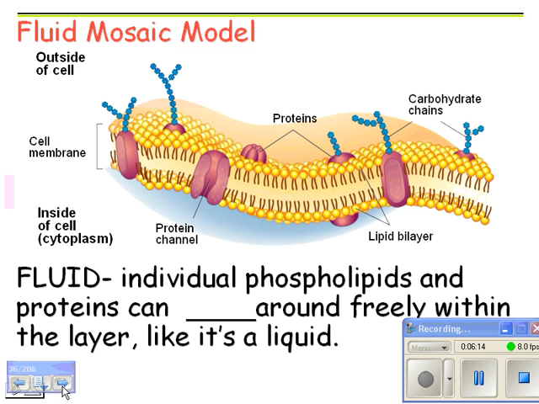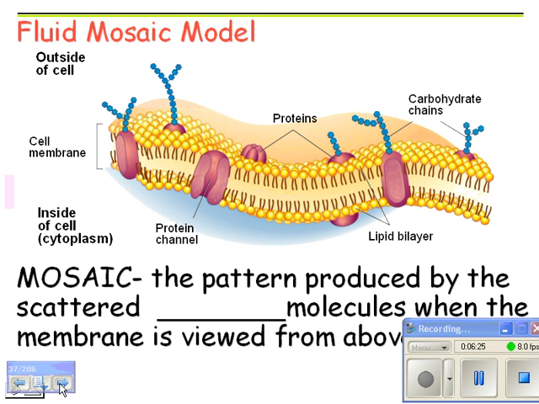So fluid means the individual phospholipids and proteins can move. They shift a little bit in the layer like it's a liquid, not a really thick, viscous liquid. And then the mosaic means the pattern produced by the scattered protein molecules when the membrane is viewed from above.